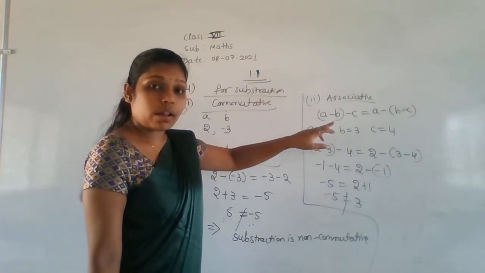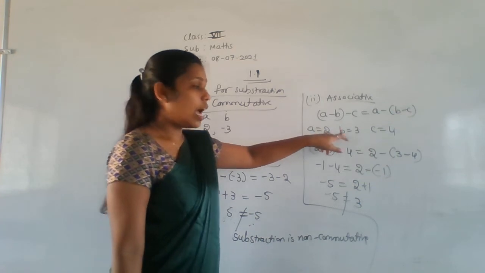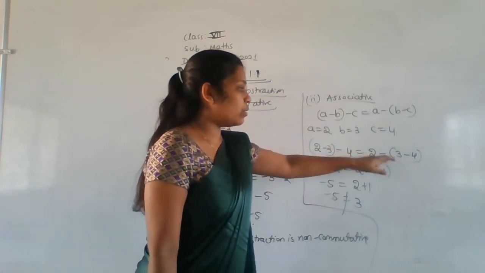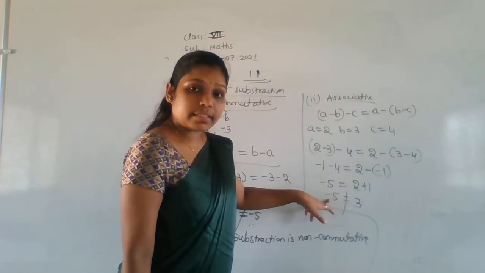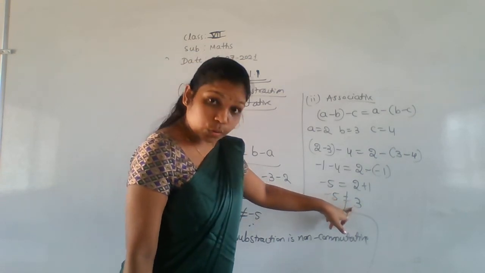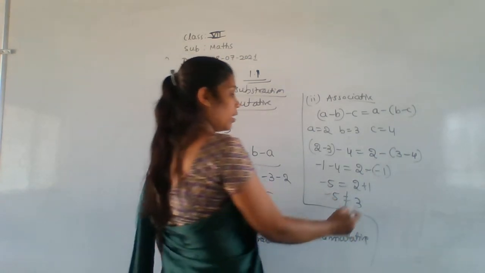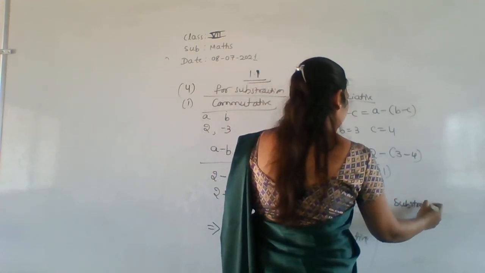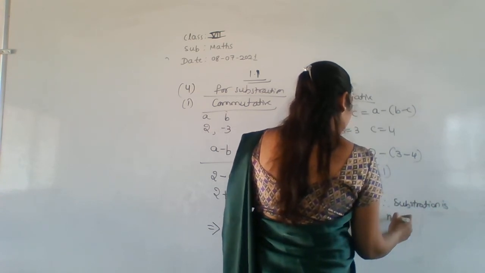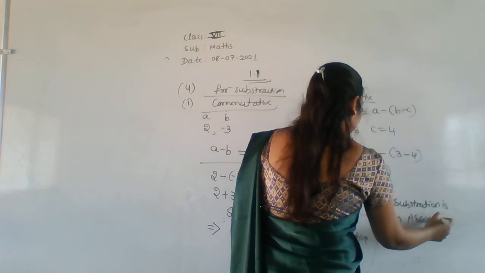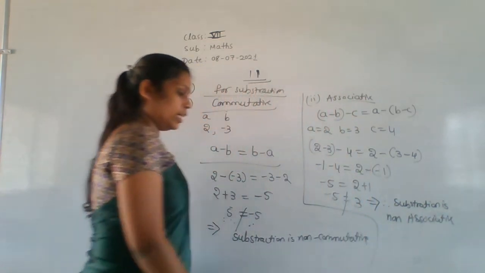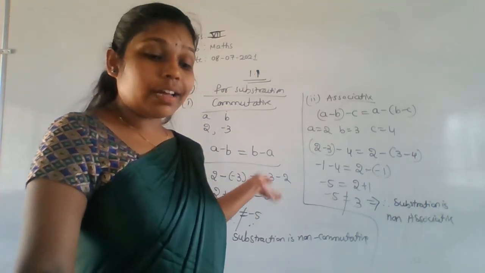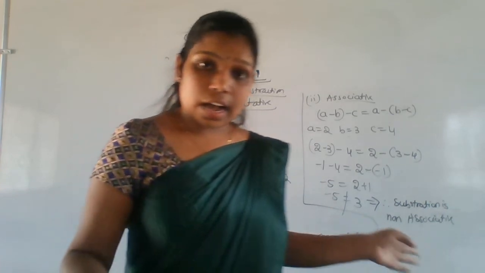Here I substituted all the values, taking an example a as 2, b as 3 and c as 4. You can take any other values also. Substitute all the values and simplify. Are we getting the same answer? No, minus 5 is not equal to 3. So therefore subtraction is non-commutative, and non-associative. They told us to prove non-commutative as well as non-associative, and we proved both.